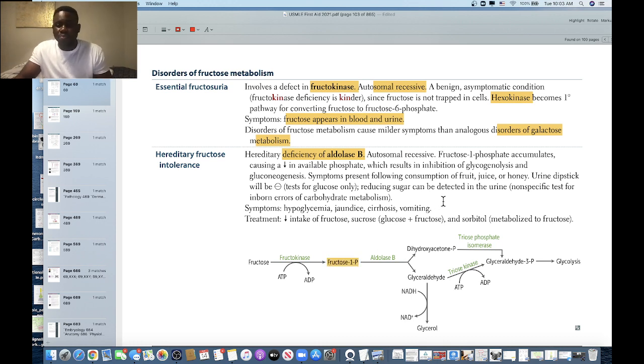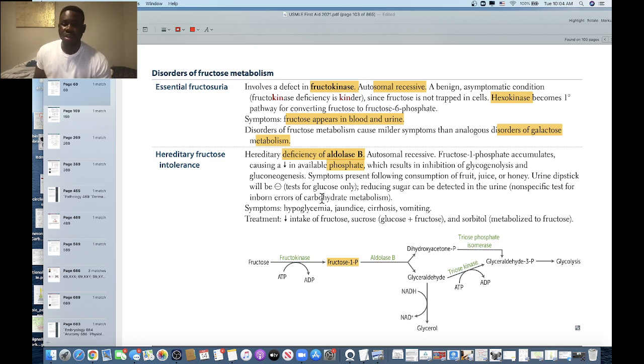Let's read. Fructose 1-phosphate accumulates, causing a decrease in available phosphates, because the phosphates are trapped in the fructose 1-phosphate, resulting in inhibition of glycolysis, because glycolysis needs phosphate. Gluconeogenesis also needs phosphate. Symptoms present following consumption of fruit, juice, and honey, and the urine dipstick will be negative, so a negative test for glucose only.